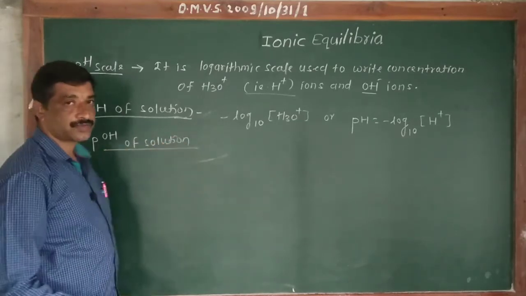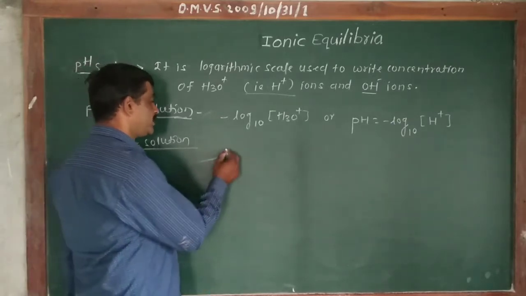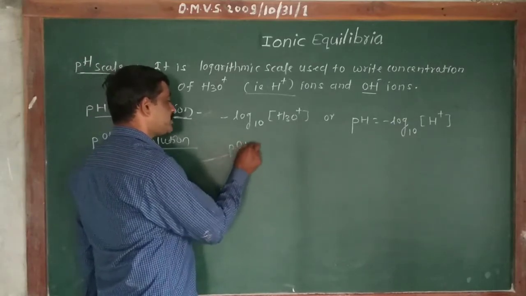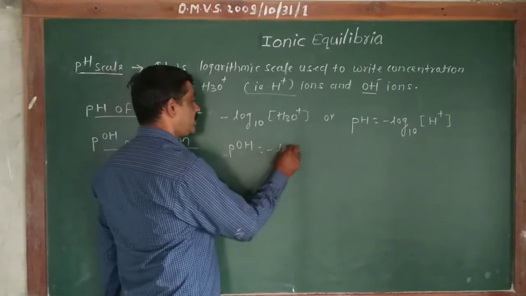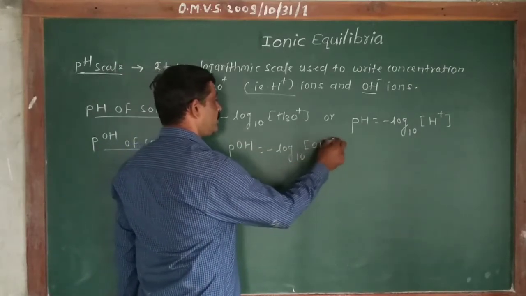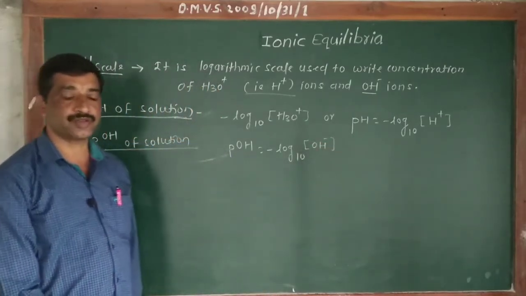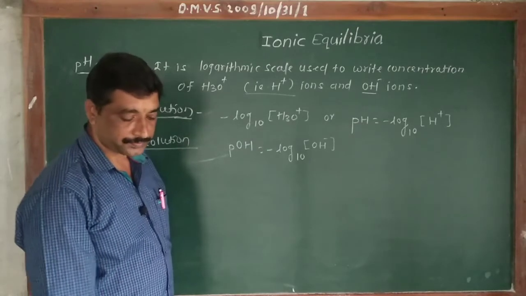Similar to pH, we can also determine the pOH of a solution, and it is given by pOH is equal to negative logarithm to base 10 of OH minus ions in solution. So this is the pOH of the solution.